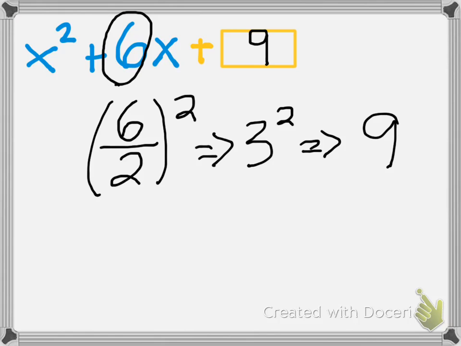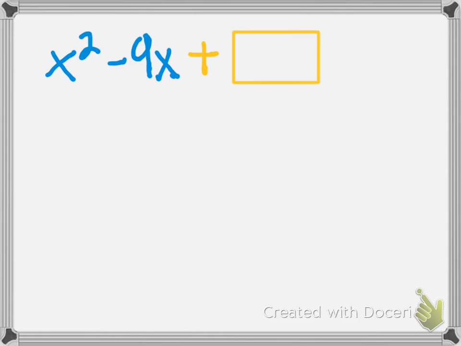And you could prove it. x times x, 3 times 3, 2 times x times 3 would get you your 6x. You have now created a perfect square trinomial. Let's try one more. x squared minus 9x plus something, we don't know what it is, we're going to find it. Take your coefficient. Now this coefficient is a negative 9.